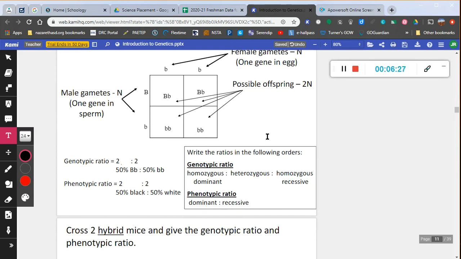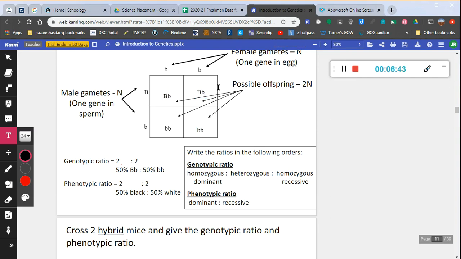What I end up with are some ratios. And we can see those in these boxes down here. We create something that is called a genotypic ratio. Well, before we get into the ratios, let me talk a little bit about these boxes.